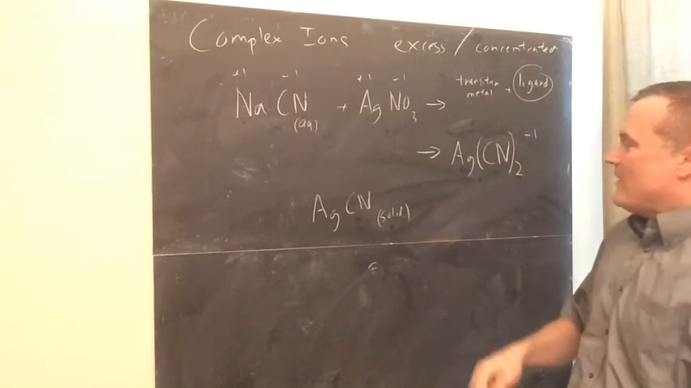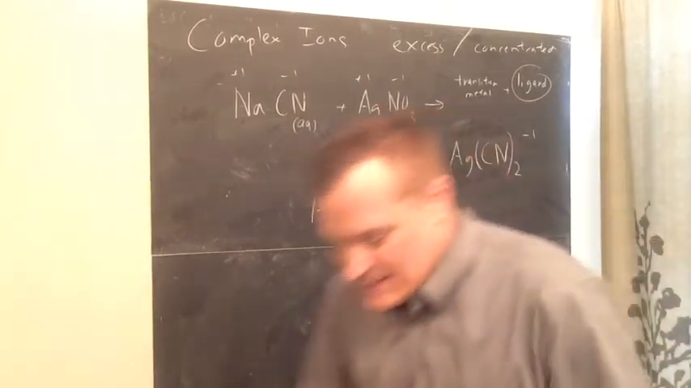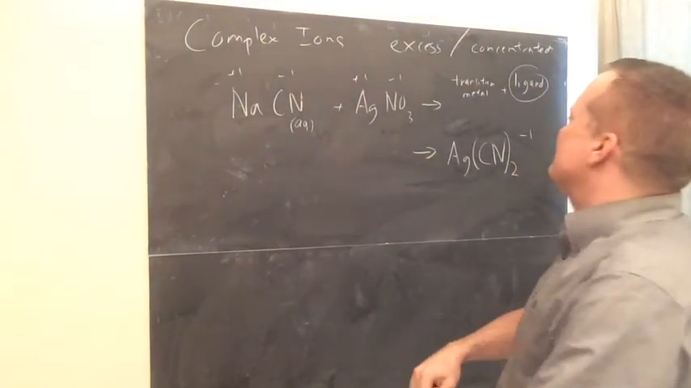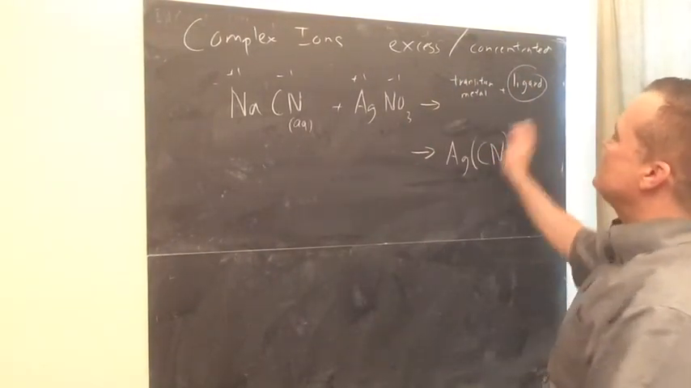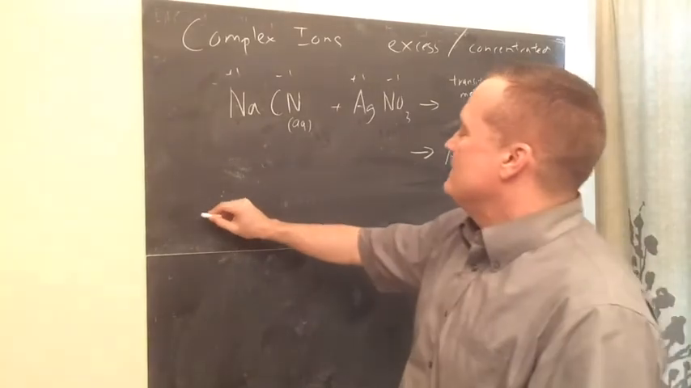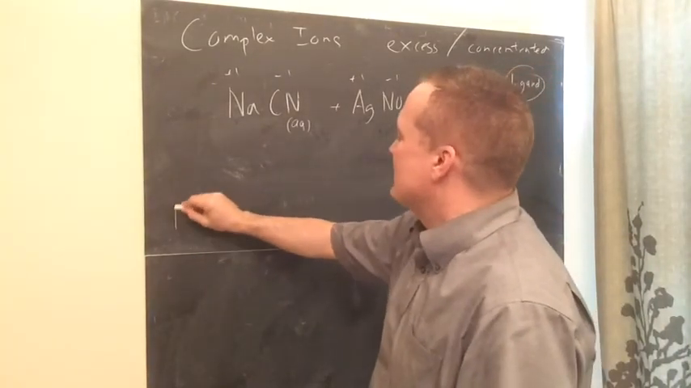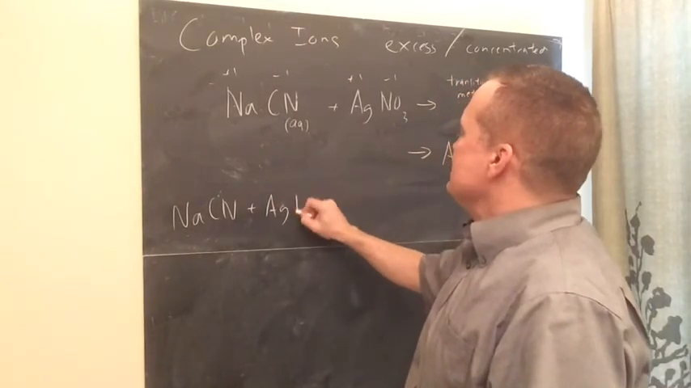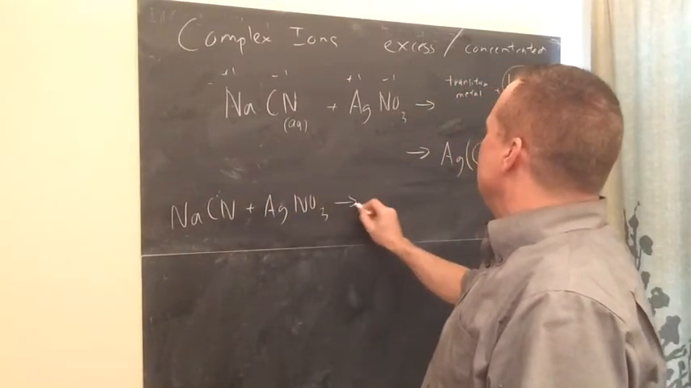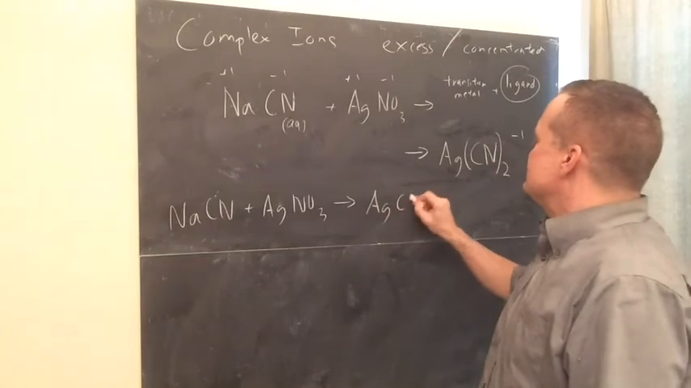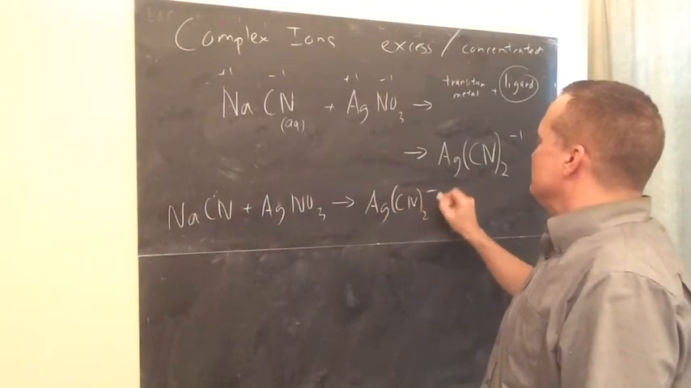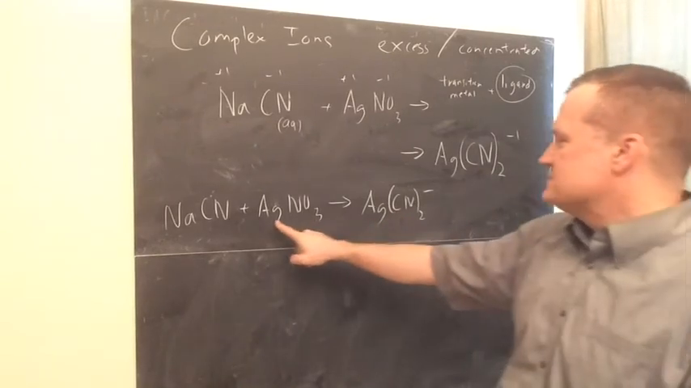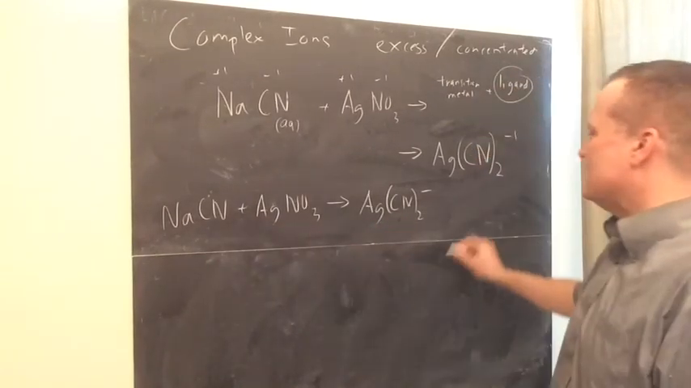Okay, now I'm not finished with the equation yet. Let's make it now in the net ionic equation form. I like to do it this way because I don't want to confuse myself about whether it's a single replacement or double replacement. So NaCN, AgNO3. I know that I'm going to get Ag(CN)2 with a negative. And will there be anything left over? Well, the sodium and the nitrate will be left over.